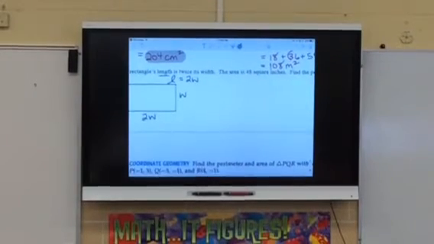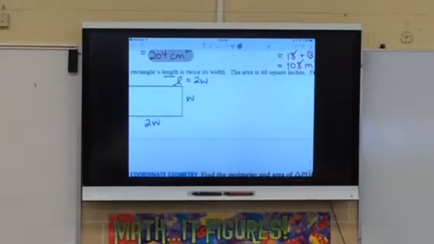Okay, and then the area is 48. So which formula are we starting with? The area one. Okay, so it's length times width. So 2W times W. All right, so 48 is 2W times W. That's 2W squared.